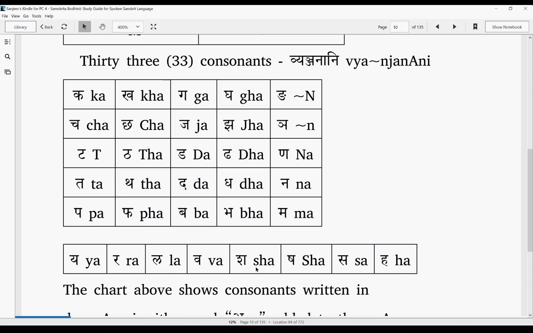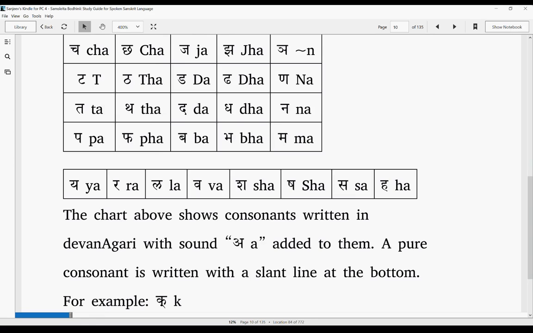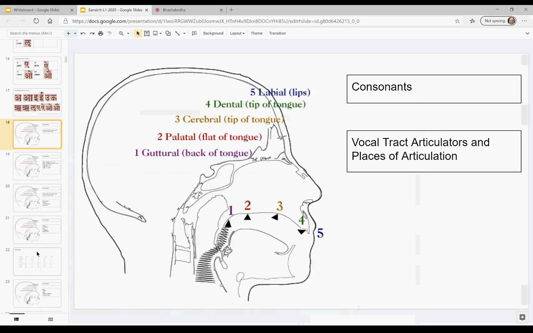Then sha. The sha has the same talu position as cha, cha, ja, jha, nya. Note that this other sha has the murdha position, like ta, tha, da, na. Sha, with the tip of the tongue rolled back touching the murdha position, cerebral. Sa has the danta position like ta, tha, da, dha, na, and ha has the kantha position, which is the back of the tongue. Ha. But this has more breath and sound in it. Okay. So let's move ahead.